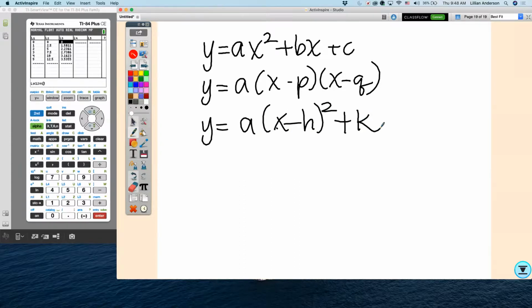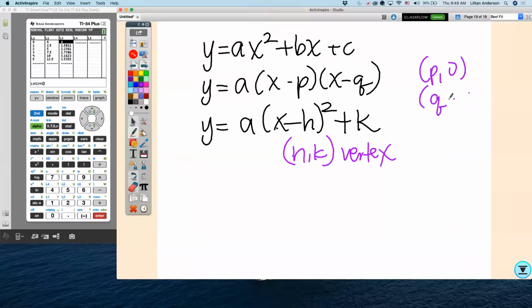Vertex form, you're given the vertex, that is H, K. In x-intercept form, you're given your x-intercepts, P, 0 and Q, 0. In standard form, C represents your y-intercept. You can find your vertex by doing negative B over 2A in your standard form.